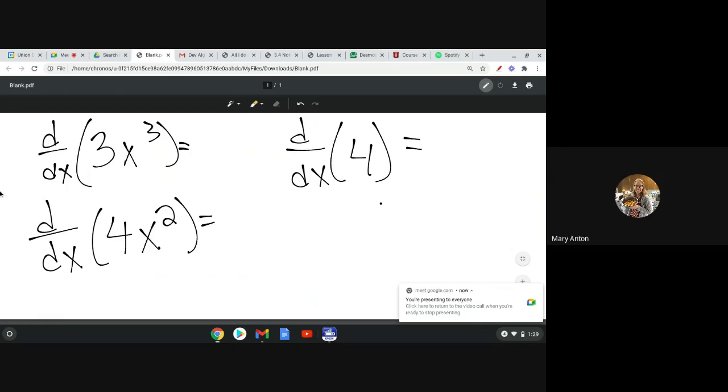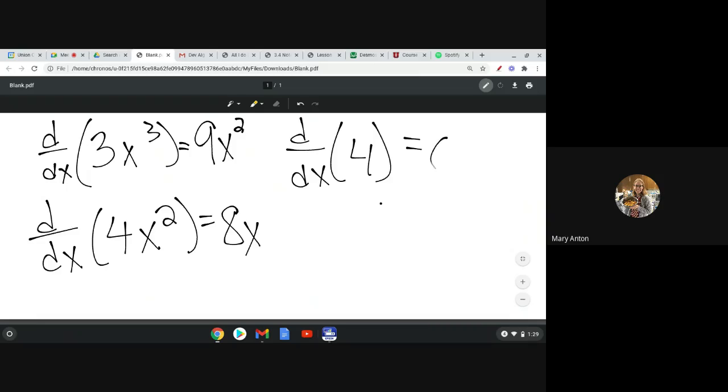What's the derivative of 3x cubed? 9x squared. Do we agree? How about 4x squared? What's the derivative? And how about the derivative of 4? Why is that 0?